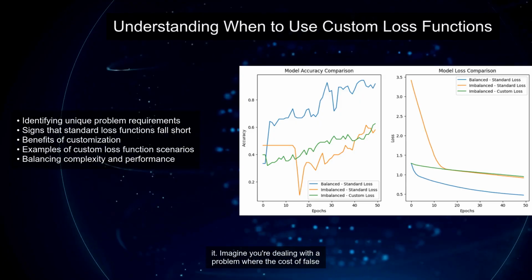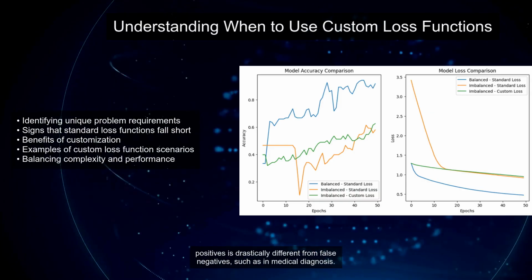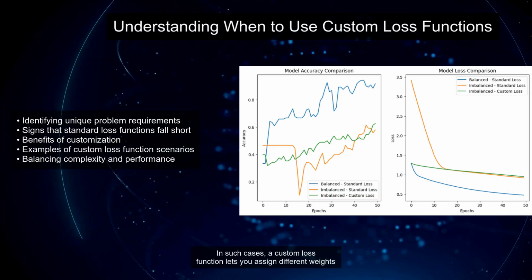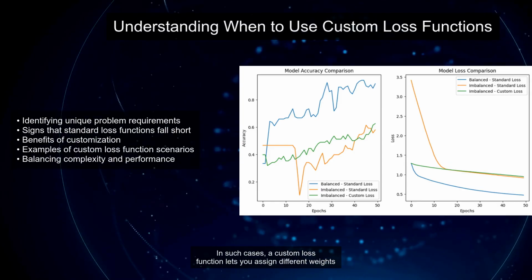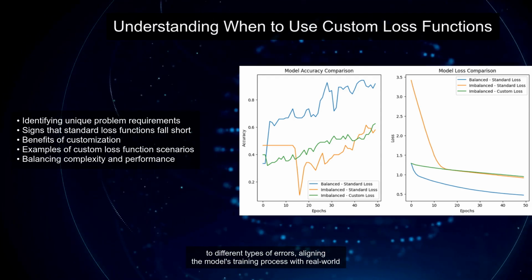Custom loss functions come into play when standard options just don't cut it. Imagine you're dealing with a problem where the cost of false positives is drastically different from false negatives, such as in medical diagnosis. In such cases, a custom loss function lets you assign different weights to different types of errors, aligning the model's training process with real-world consequences.